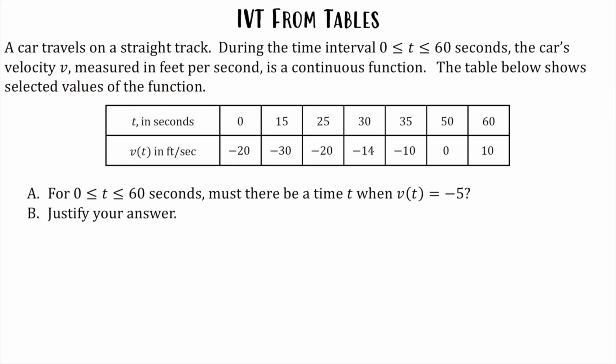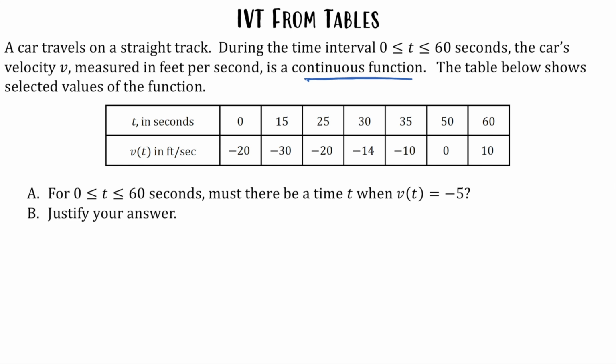Sometimes you don't have all the information about a function. You just have what they call selected values. So here we have a table, and it says that a car travels on a straight track. During the time interval 0 to 60 seconds, the car's velocity is measured in feet per second and is a continuous function. That's important. They're telling you it's a continuous function. The table below shows selected values of the function. So for 0 to 60 seconds, must there be a time, t, when v of t equals negative 5?